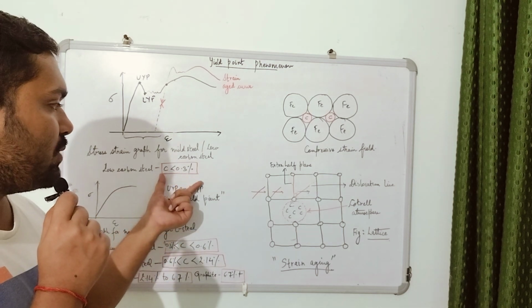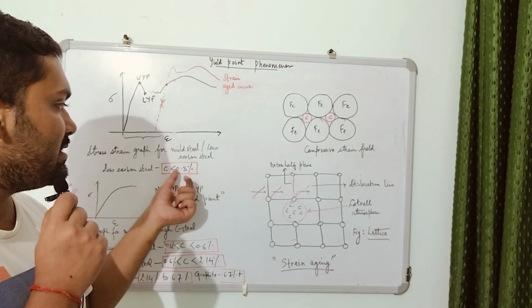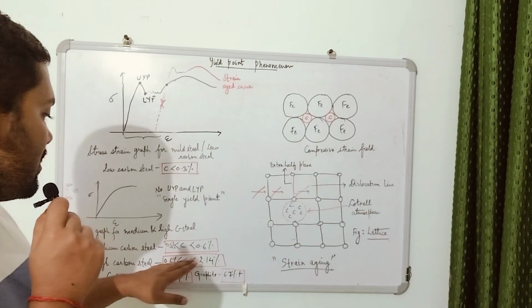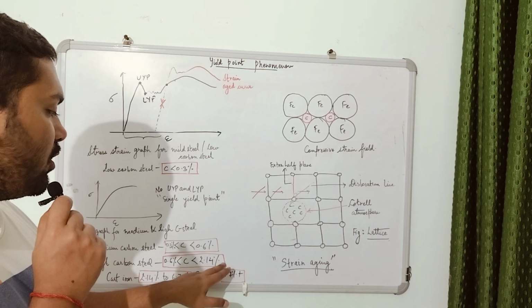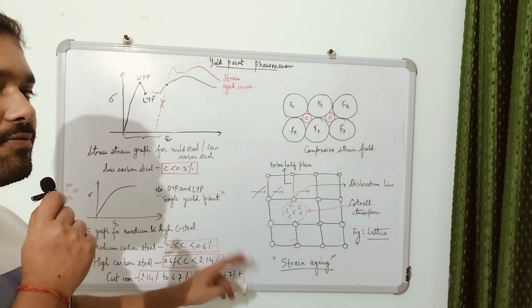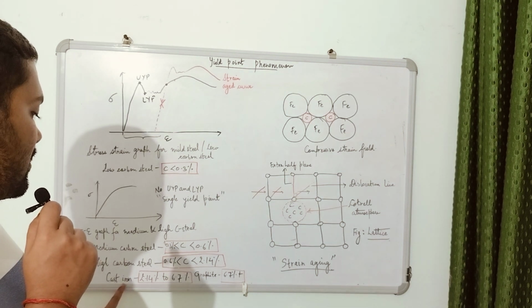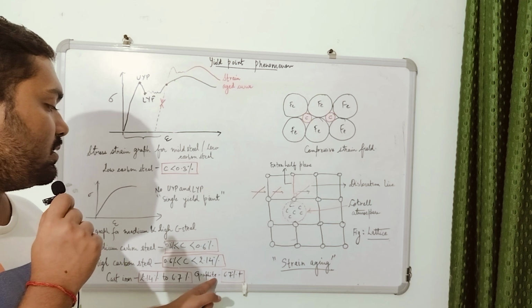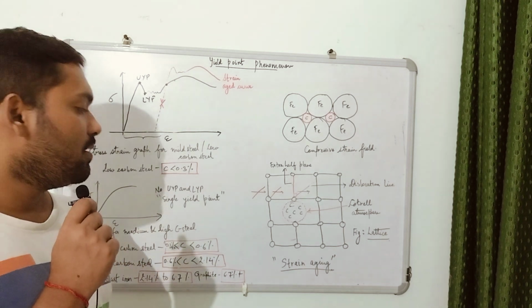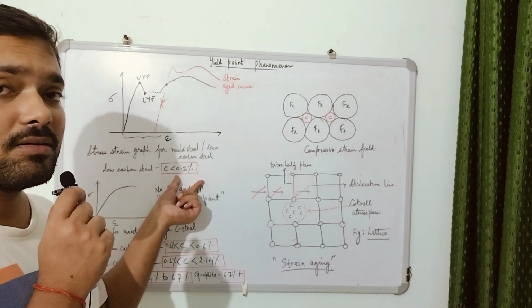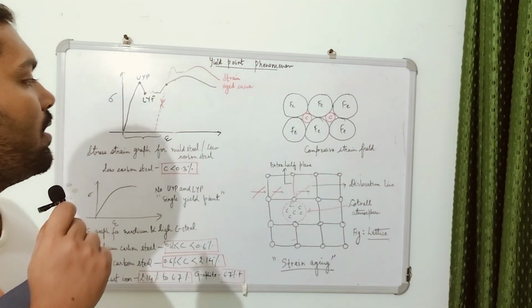By their percentage values. If the carbon percentage is less than 0.3%, that is termed low carbon steel. Similarly, these are the values, and up to 2.14% we get steel. After that we see cast iron. After 6.7 we get graphite. So these are the percentages of carbon that are present in steel.